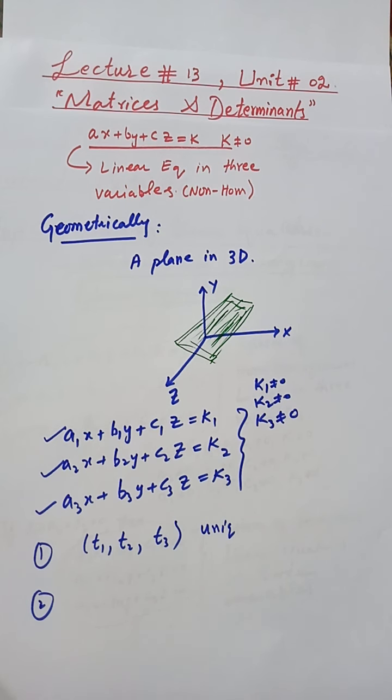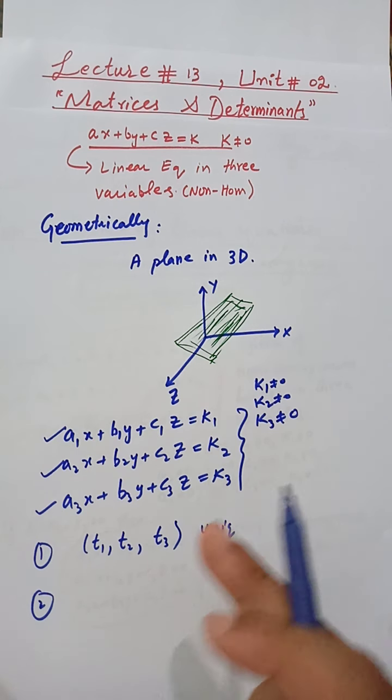And if there is no intersection, or just two planes are intersected and one plane is not intersected with the other two, so in that case we get no solution. So these are the three possibilities which I also discussed for the system of linear equations in two variables.